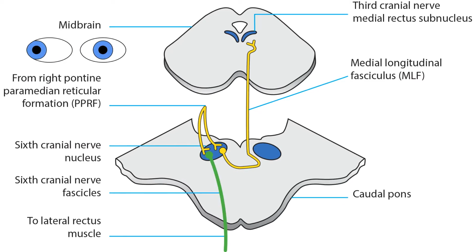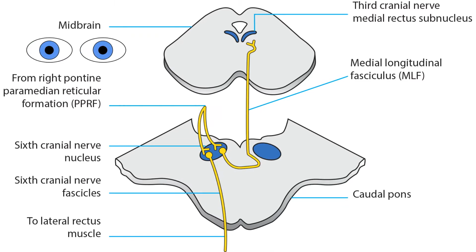From there, one output goes through fascicular axons out to the ipsilateral lateral rectus muscle, which moves the right eye outward. The other output goes through interneurons in the medial longitudinal fasciculus, or MLF, to the contralateral medial rectus subnucleus, which moves the left eye inward. As the sixth nerve nucleus fires through both outputs, the eyes move conjugately to the right.